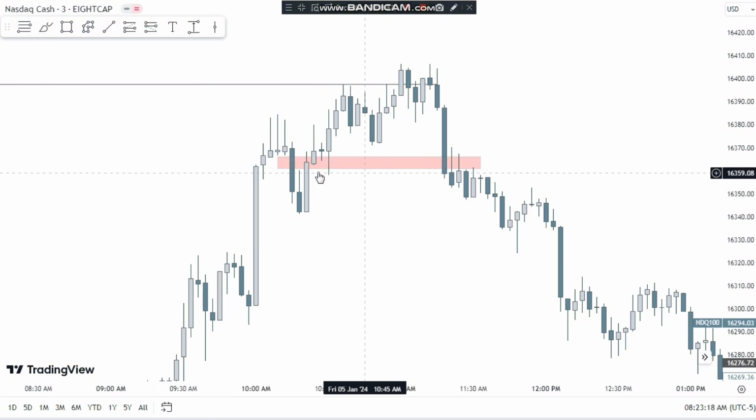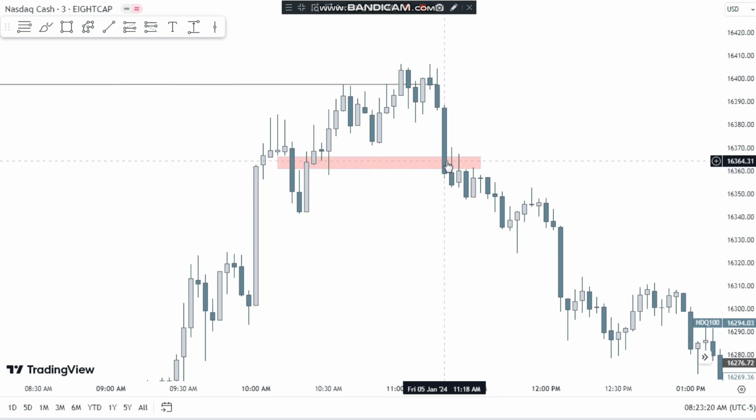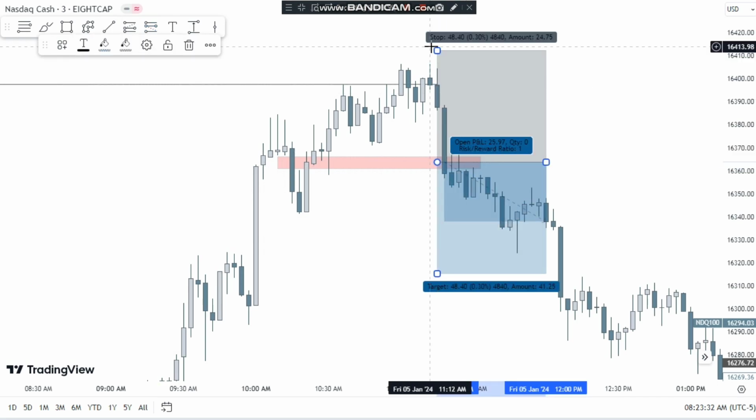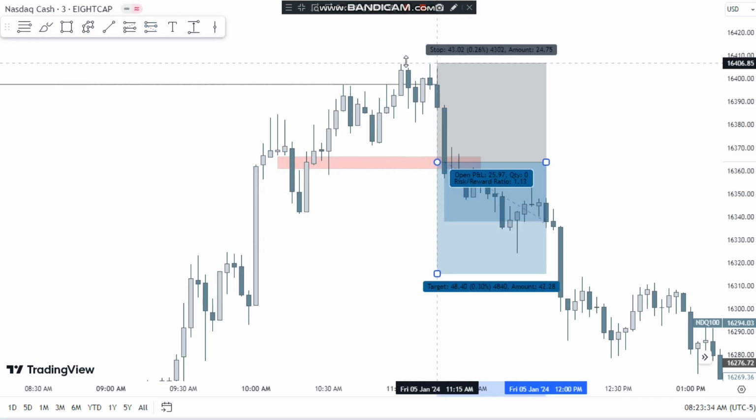When will it become an inversion fair value gap? If the price closes below it, and you can see that this big candle came down and it closed below it. So now this will be my entry. I will be interested in this fair value gap. I will put my orders here and my stop loss will be above this swing high.